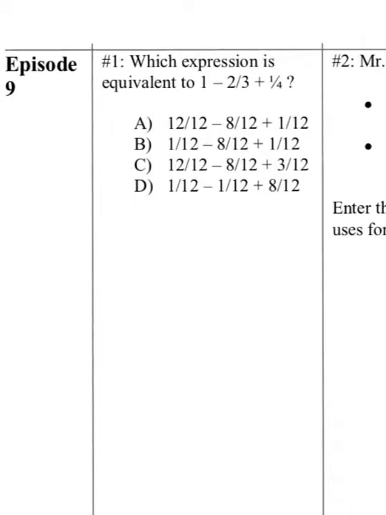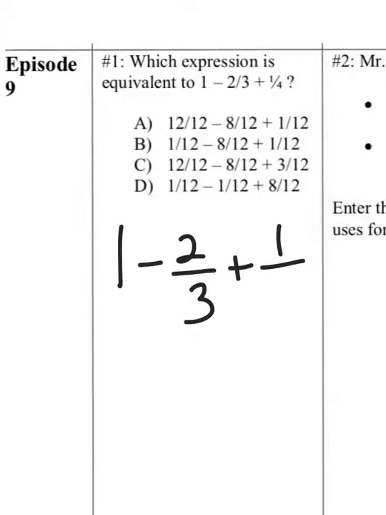For number 1, it says, which expression is equivalent to 1 minus 2/3 plus 1/4? So in this one, we need to find a common denominator. So we know there has to be 1 whole minus 2/3 and then add 1/4. So we can eliminate B and D. The reason why we can eliminate B and D is because the 1 whole needs to be 12/12. So it's either A or C because they have 12/12.